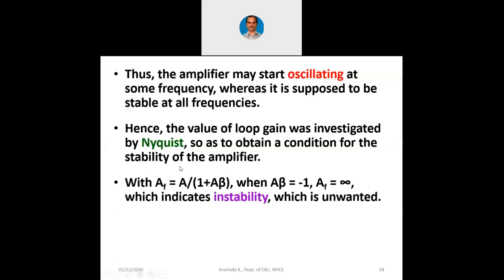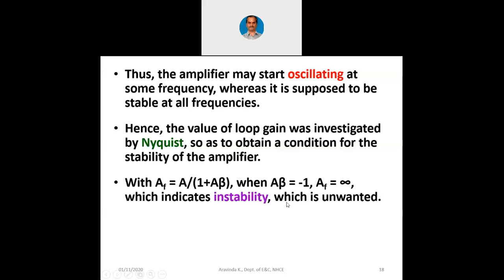With AF equals A by 1 plus A beta, you can see this equation, which is a magical term for us. We are very familiar with this particular term. The gain with feedback is nothing but A by 1 plus A beta. Now when A beta is equal to minus 1, what is going to happen? It is going to become 1 minus 1 at the denominator. So A by 0. That means AF is going to be infinity.